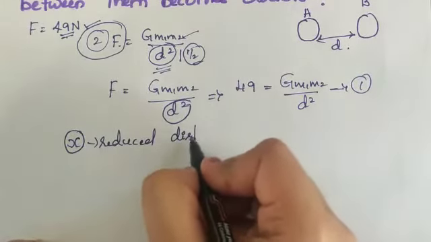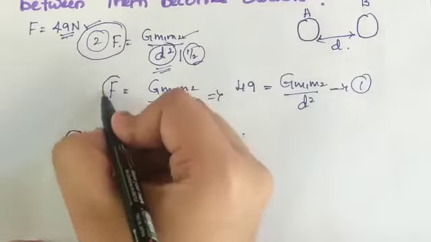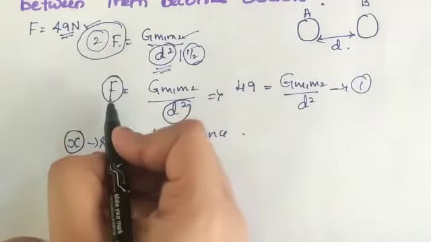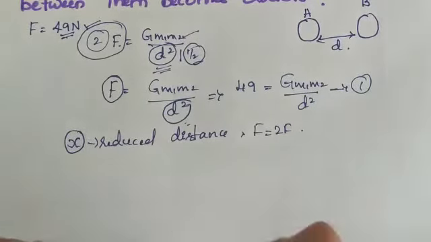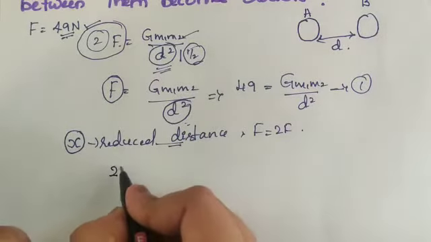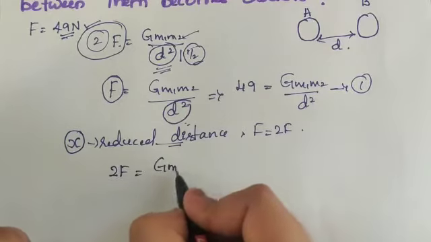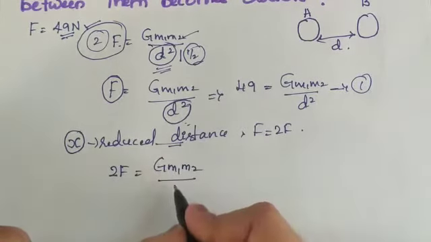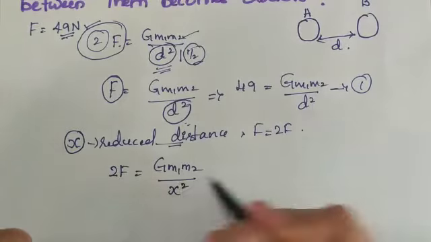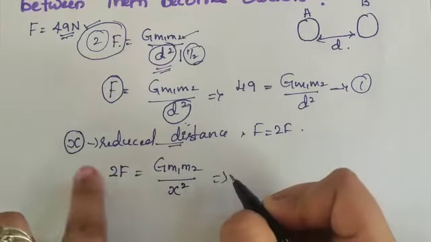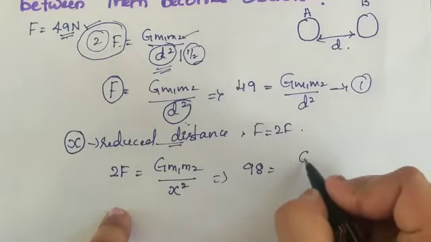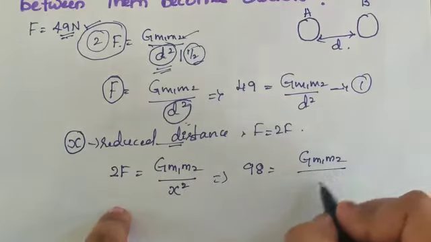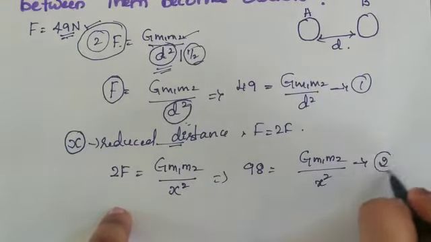When I reduce this distance, F will become 2 times F, isn't it? F will become double. So now let me substitute: 2F is equal to G m1 m2 divided by D square, and in place of D square I am going to write x square. So 2F, 2 into 49, is nothing but 98, equal to G m1 m2 divided by x square. Let me take this as equation number 2.